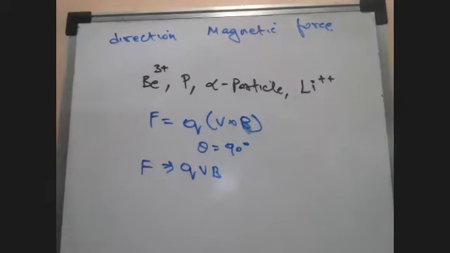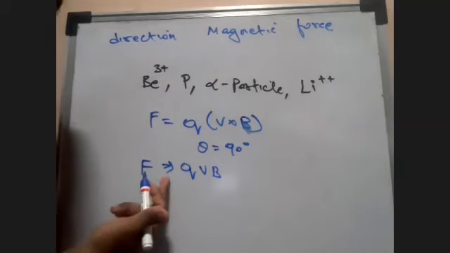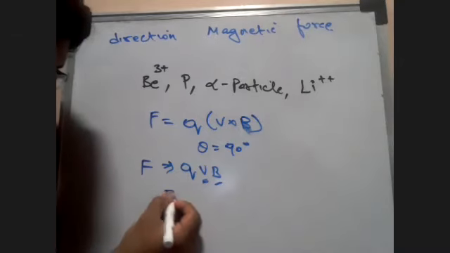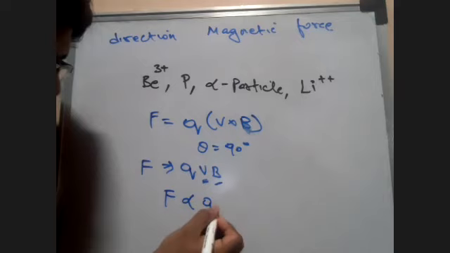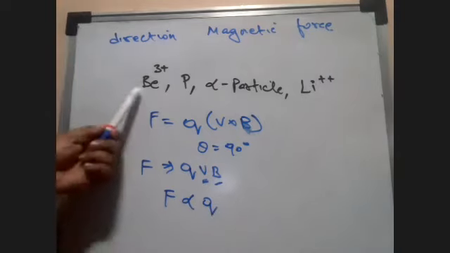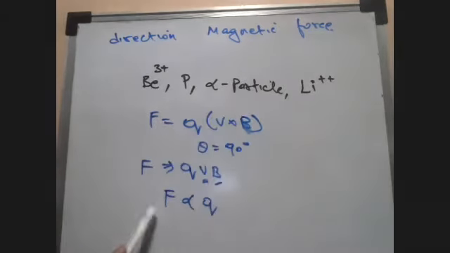Now listen to me. It is given in the question. Force is basically equal to Q V into B. But what is the constant here? Velocity is constant, all have been given the same velocity, and the magnetic field, of course, we are taking as constant. So the force experienced is proportional to the charge. More the charge, more the force. Less the charge, less the force.